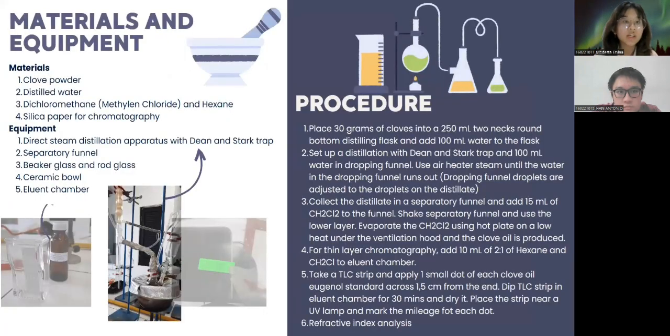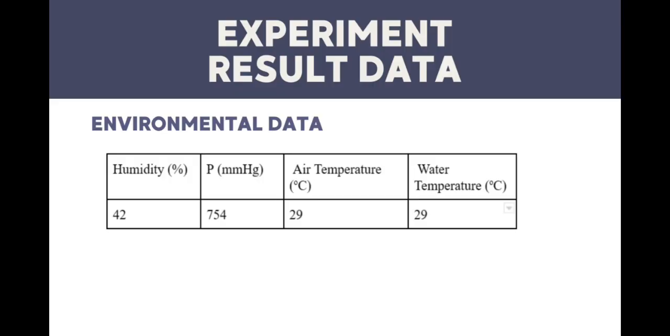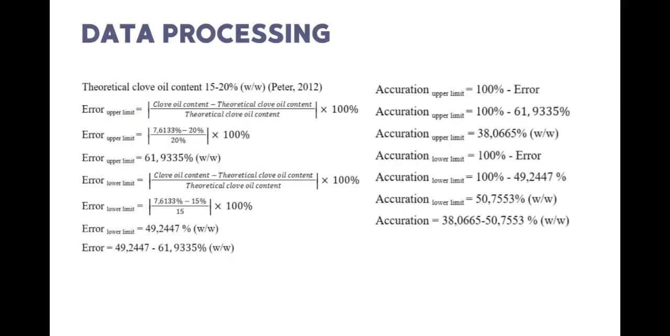These are the materials and equipment needed in this experiment. The detailed procedure can be seen in this section, but overall, the process began with distillation, extraction with the addition of dichloromethane, evaporation of dichloromethane to obtain clove oil, the TLC process using standard eugenol and clove oil, and refractive index analysis. Next, these are the experiment results and data processing.